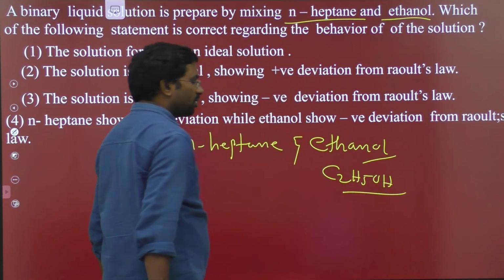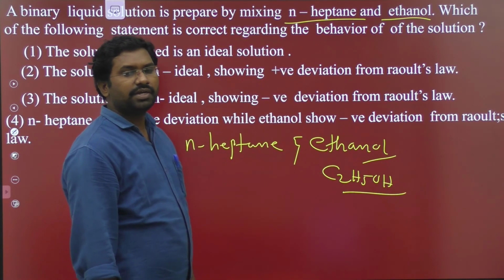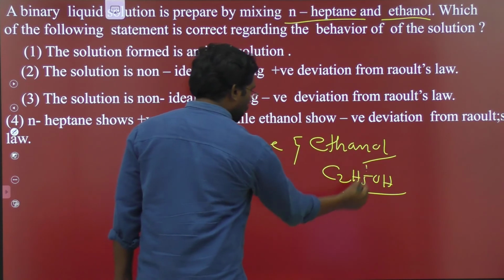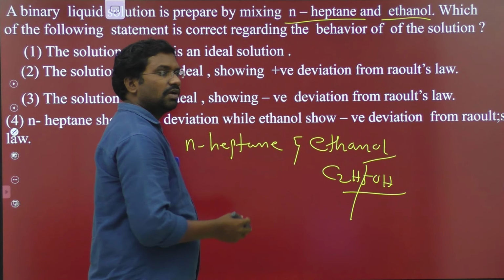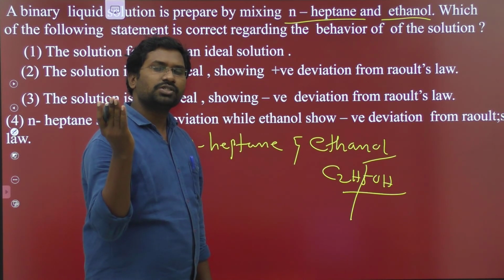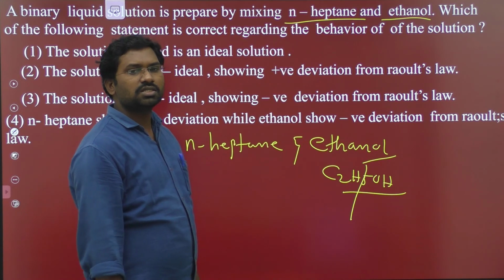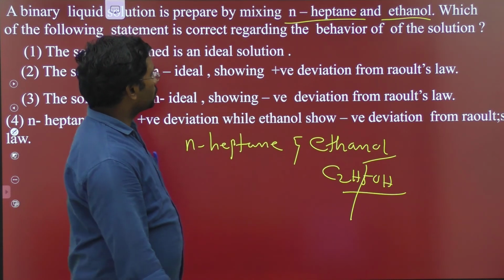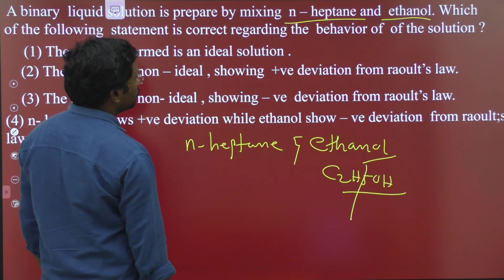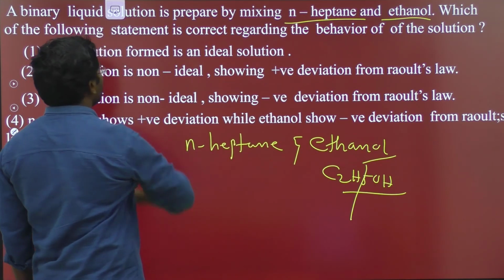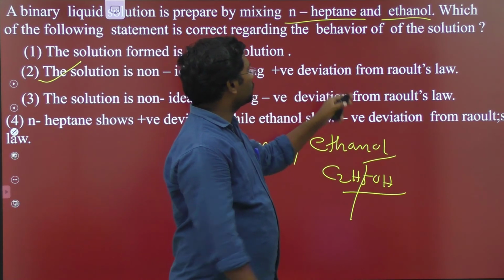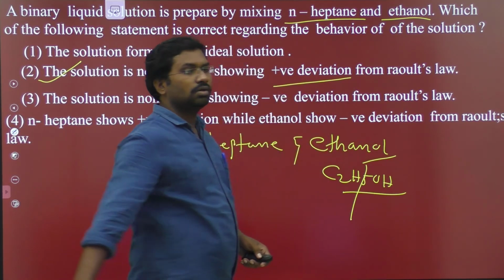In this also hydrogen bonding is present. The weak intermolecular forces are present between them. Therefore, more number of molecules are evaporated. If more molecules are evaporated, the pressure possessed by them also increases. That's why the solution shows positive deviation. The solution is non-ideal, showing positive deviation from Raoult's law. This is the correct answer.